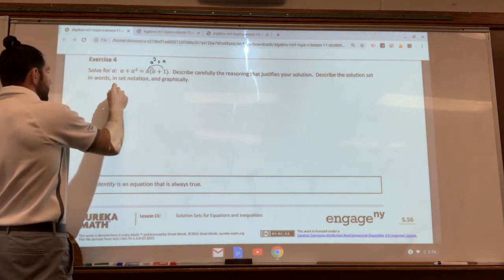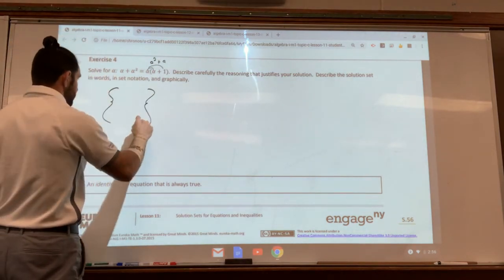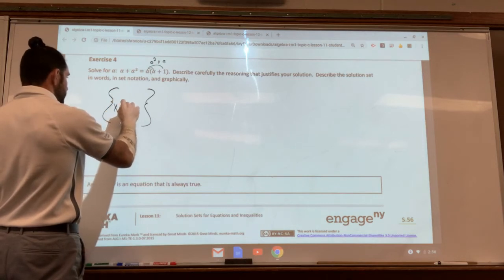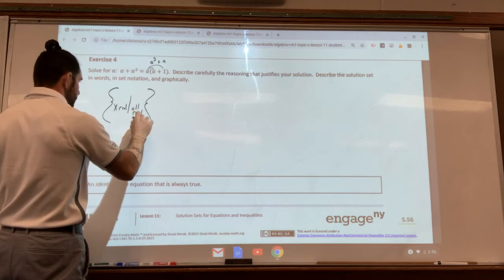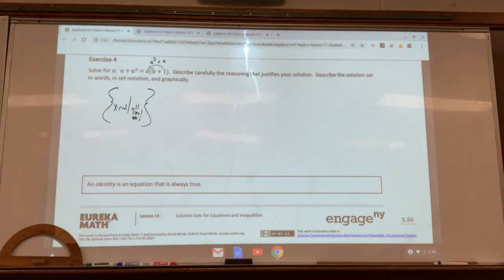So I could say x real, and then I put all real numbers. Because no matter what, it's exactly the same. All real numbers will work. Whatever I put in for a, it will work, including 0.